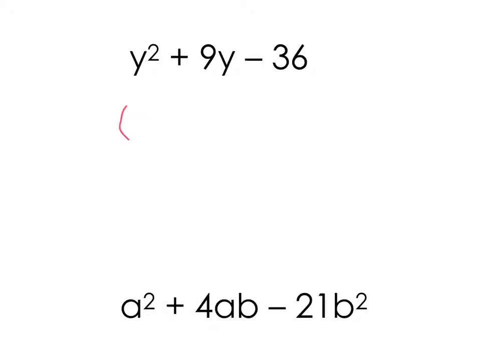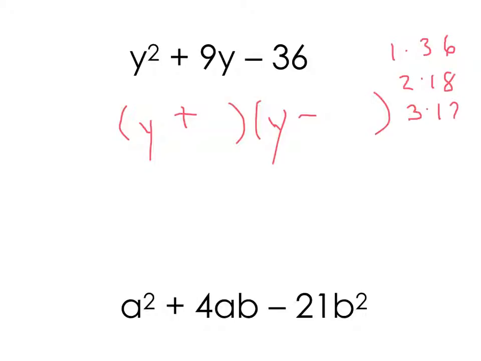We have our parentheses, a y and a y. It's minus 36. The only way you can get that is if one is a plus and one is a negative. 36 is 1 times 36. It's 2 times 18. It's 3 times 12. It's 4 times 9. And it's 6 times 6.